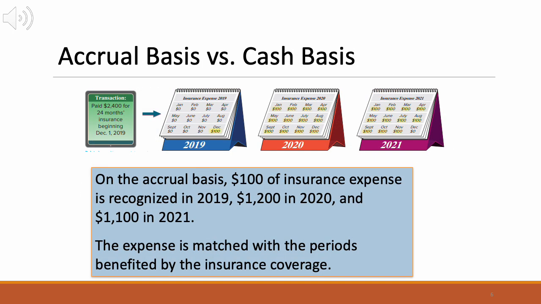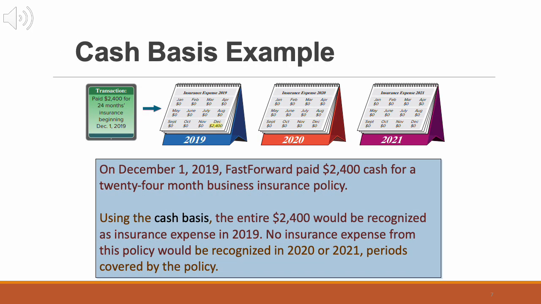On the accrual basis, $100 of insurance expense is recognized in 2019, $1,200 in 2020, and $1,100 in 2021. The expense is matched with the periods benefited by the insurance coverage. On December 1st, 2019, Fast Forward paid $2,400 cash for a 24-month business insurance policy. Using the cash basis, the entire $2,400 would be recognized as an insurance expense in 2019. No insurance expense from this policy would be recognized in 2020 or 2021, periods covered by the policy.